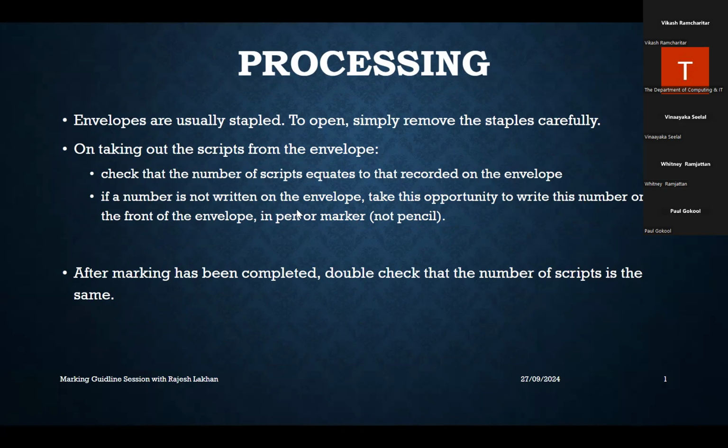So generally, if you get the batch of scripts from the lecturer, it might be stapled, right? So if it's an envelope, open it, remove the staples, take it out, and check the number of scripts. Like if it's 32, you need to make sure that the number of scripts written on the envelope is the same number of scripts that you get. If there's a discrepancy, you need to let the lecturer know one time, right? If the number is not written on the envelope, you need to write the number as well, right? After marking has been completed, double check that the number of scripts is the same. Fairly straightforward, right?